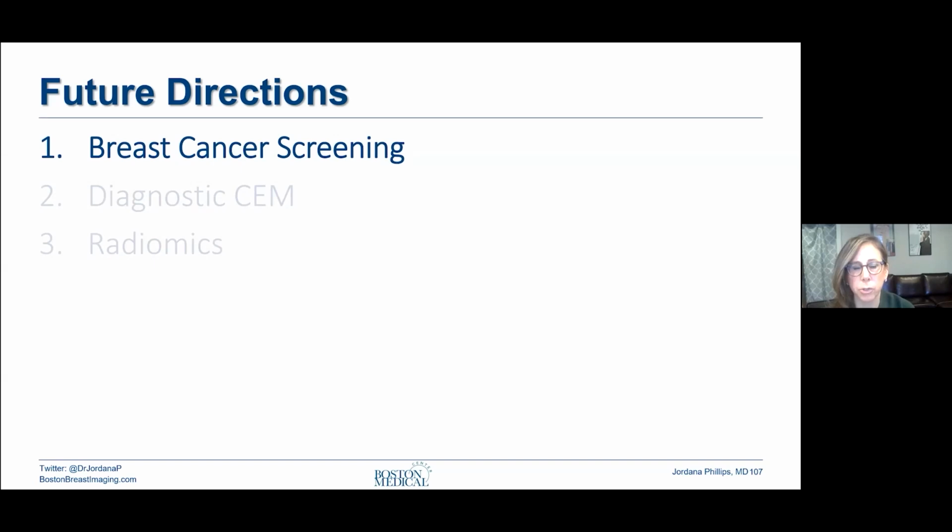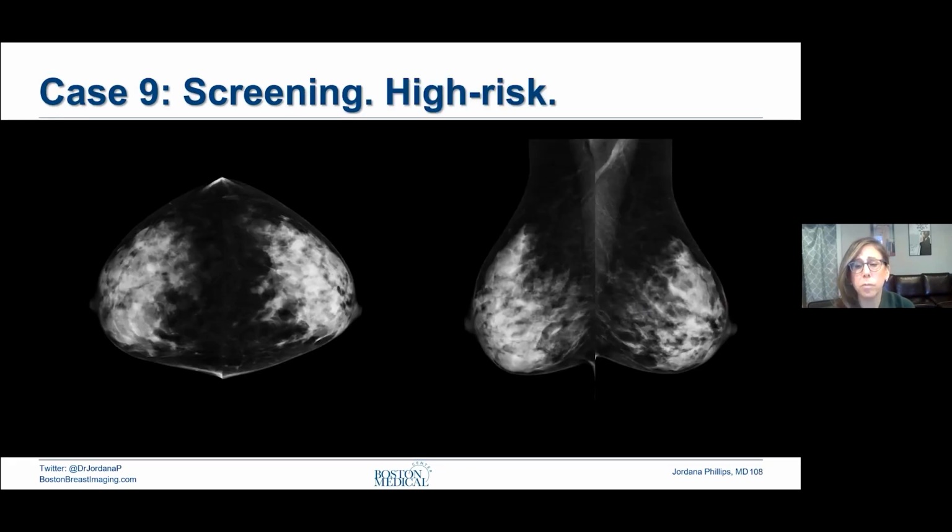So we'll talk about breast cancer screening. This is a topic that I think most of us who use contrast mammo, most people who see talks on contrast mammo, this is the area that we're most excited about, especially for women who have dense breast tissue, who are at high risk. Maybe they don't qualify for an MRI. Can we do a better job at finding breast cancers for these women above what we're already able to do with tomosynthesis and ultrasound?